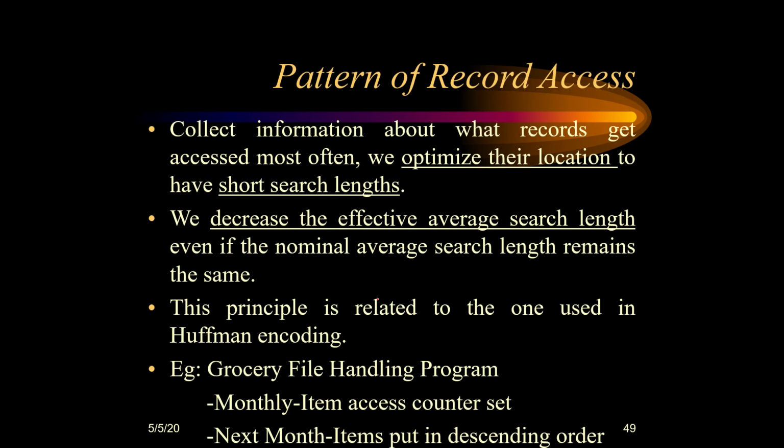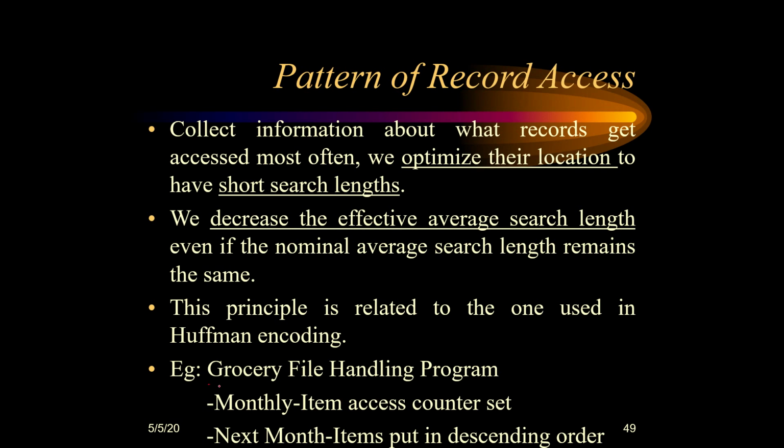The next topic we need to discuss is the pattern of record access. Whenever we access records, we can follow a fixed pattern so that the search length is minimum. If we record or collect the record accesses, we are able to understand what pattern is being used for accessing. That can be reused, so that my search length can be reduced and be more effective.